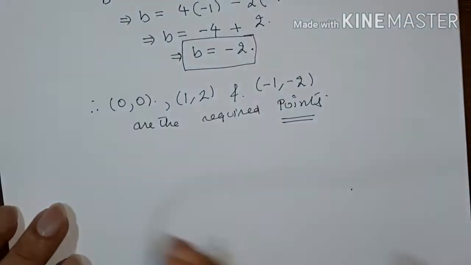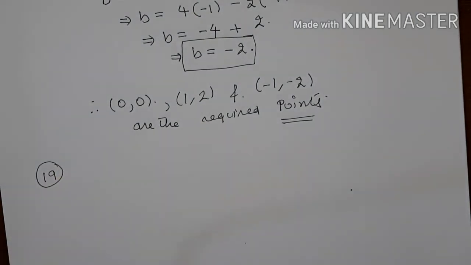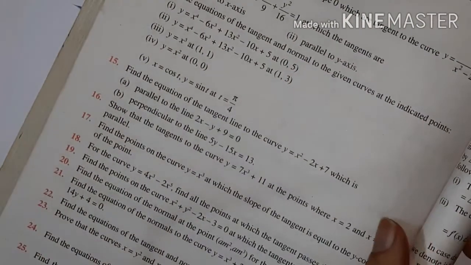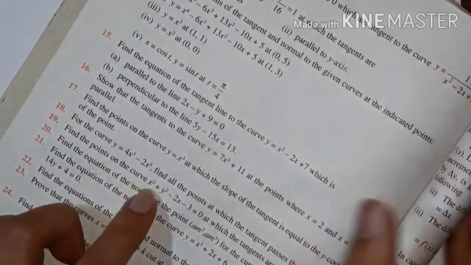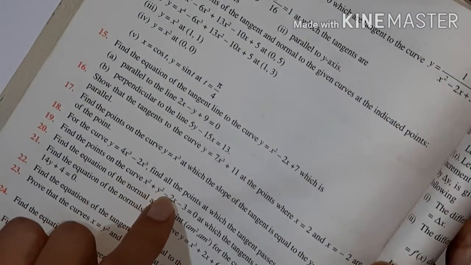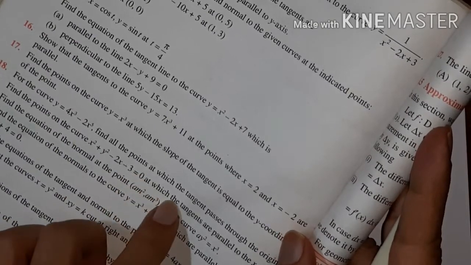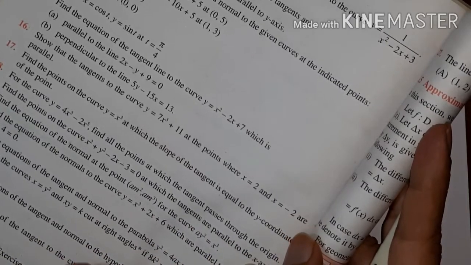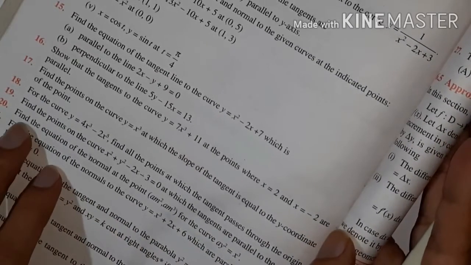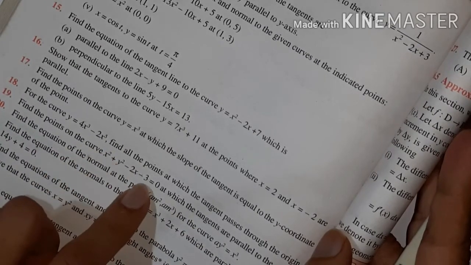Now let us look at the problem number 19. Let us solve the problem number 19. What is the problem number 19? We have: find the points on the curve x square plus y square minus 2x minus 3 equal to 0, at which the tangents are parallel to the x-axis. So that is the problem. So here you are given a circle.